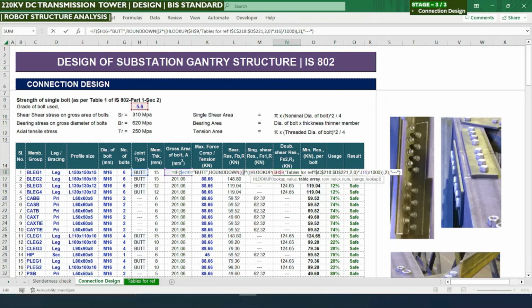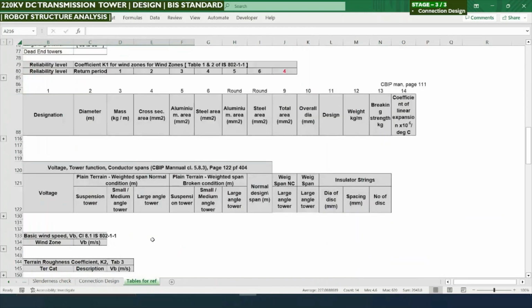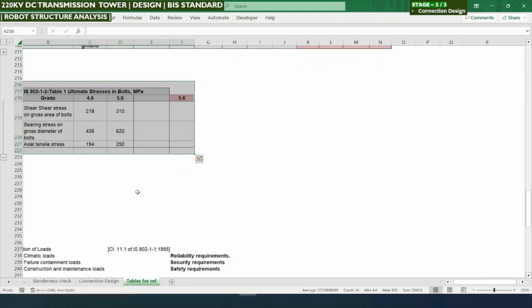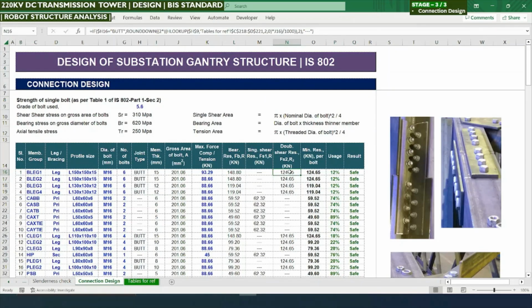So here 2 into, and as per this grade the stress value for shear is 310 megapascal, which is extracted from this table which we had discussed earlier. Accordingly, it should be multiplied with pi d square by 4, which is the cross area here. Then we will be getting the double shear.